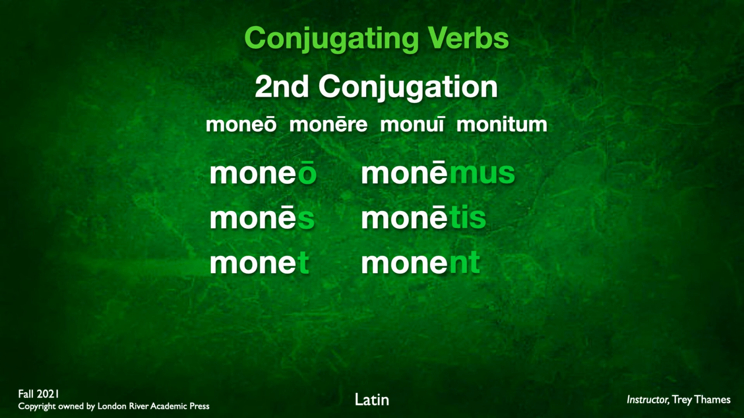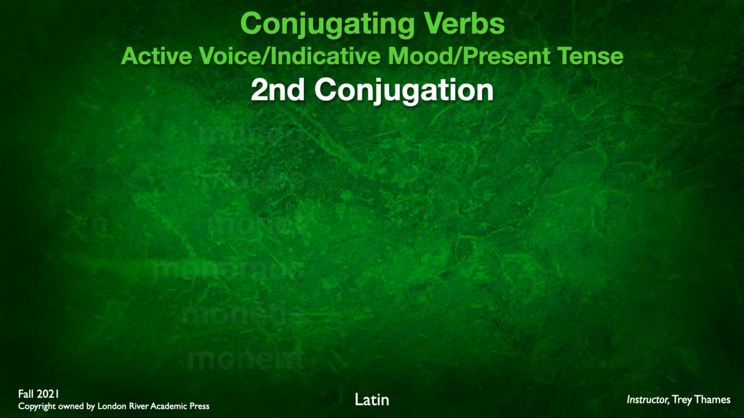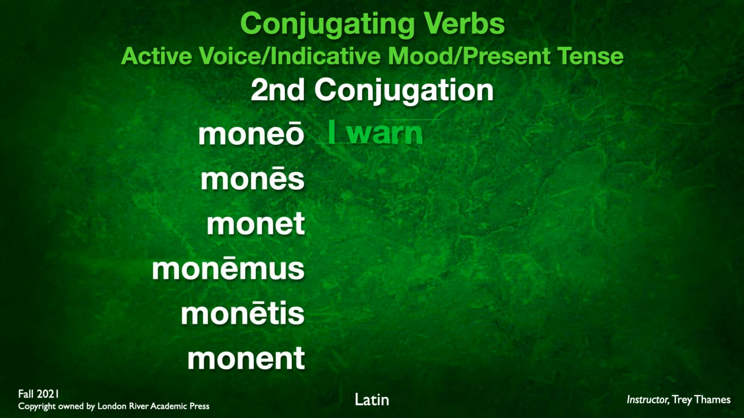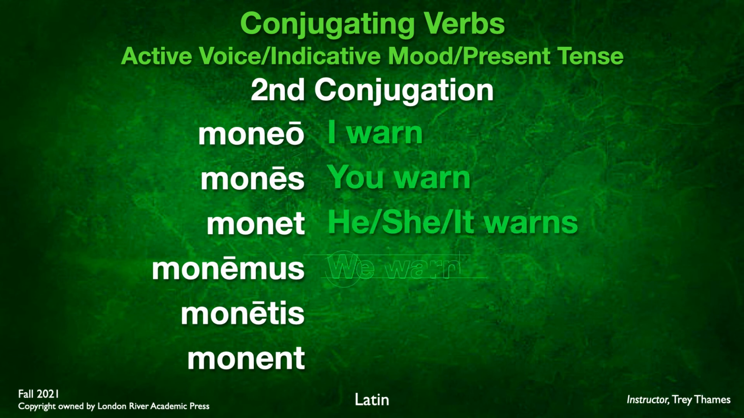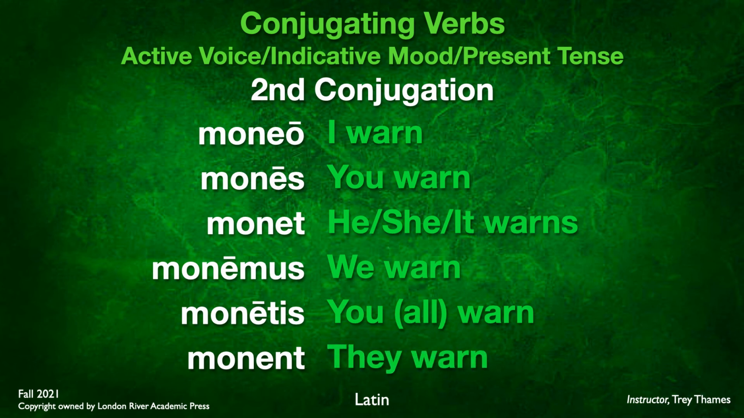And since we already learned that this word means to warn, I bet you could translate this right now without even looking at the next slide. What do you think moneo is? Want to guess? Yeah, if you said it means I warn, you were right. And mones is you warn, monet he, she, or it warns, monemus we warn, monetis you all warn, and monent they warn. And that's how you conjugate in the second conjugation.